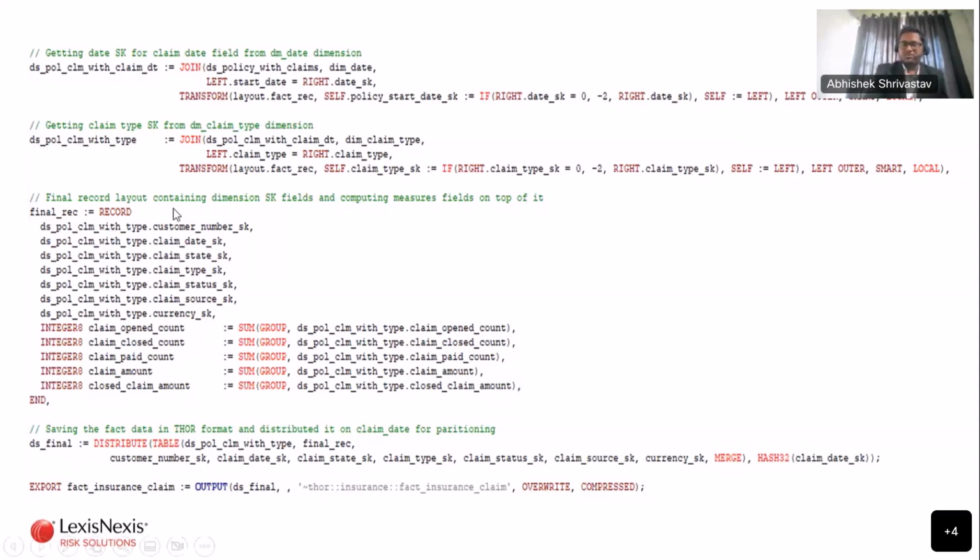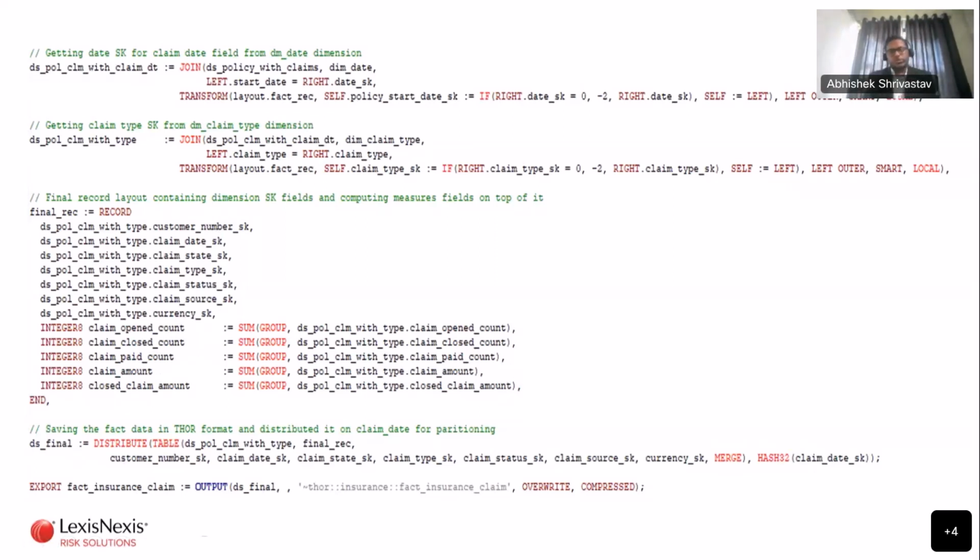I'm summing up my data on the basis of the combination of all these SKs. You can see it here at the bottom, we are building a table, and this is the structure of the table which we are getting. Here we are computing all the measures, the claim open count, close count, and so on. We are doing all sorts of computations on the combination of all the SKs we have captured, all the SKs coming via the dimensions. That's how I'm going to have the data visible in my fact. Once I have the fact data in my data set, I'm saving it in a file on the HPCC side, and depending on the business case, the team is going to make use of it.